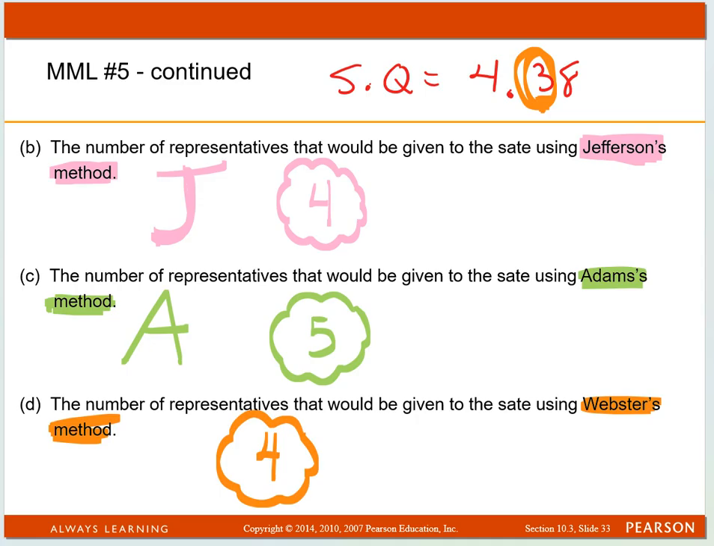I'm sorry I messed up part B, but I fixed it. So, Jefferson rounds down. Adams always goes up. So, Jefferson uses the lower quota. Adams uses the upper quota. And Webster sometimes uses the upper, sometimes uses the lower. It just depends on which one it's closer to.